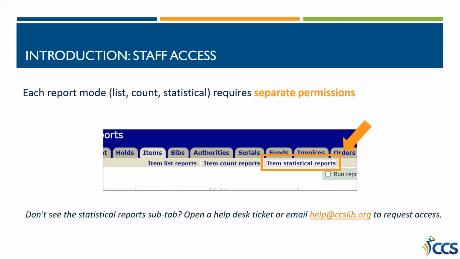Thankfully, it's really easy to update your permissions. To update your Simply Reports permissions, just open a help desk ticket or email help@ccslib.org. Specify you're interested in running stat reports, and we can help you get set up with that.